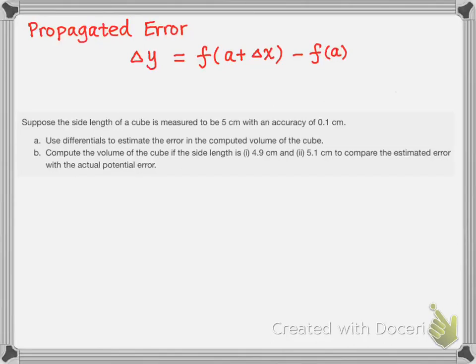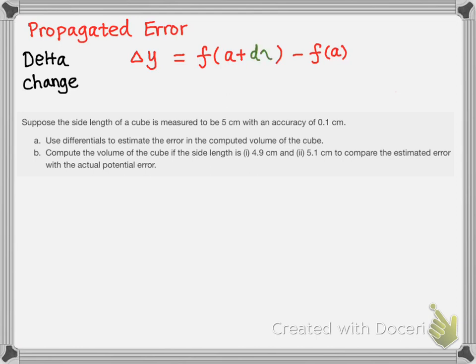We define the propagated error delta of y. The triangle here, you read it as delta. It represents the change in y. So delta y equals the function evaluated at a plus delta of x, the change in x, minus f of a. In the textbook, we use dx instead of delta of x. They represent the same thing.